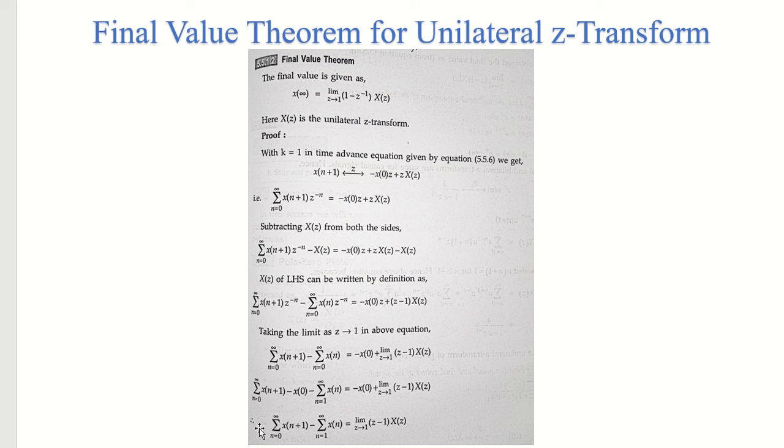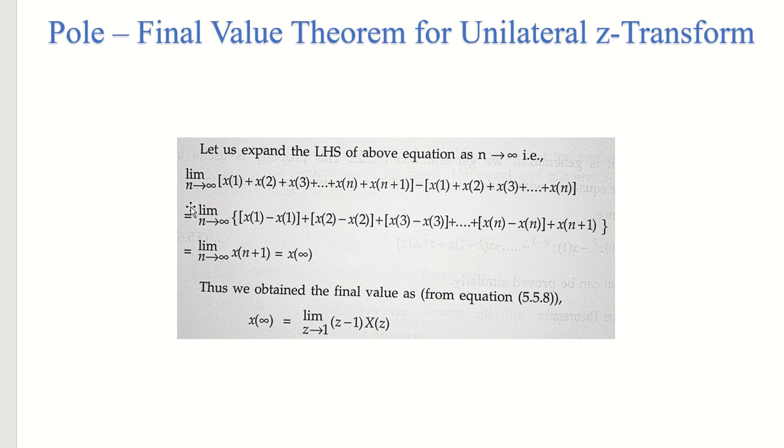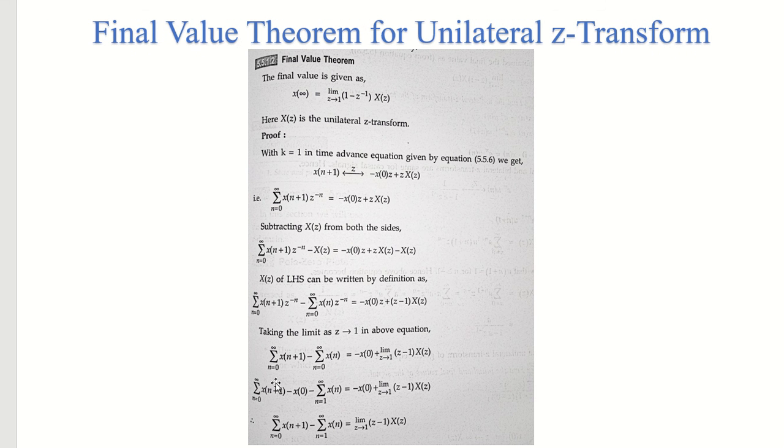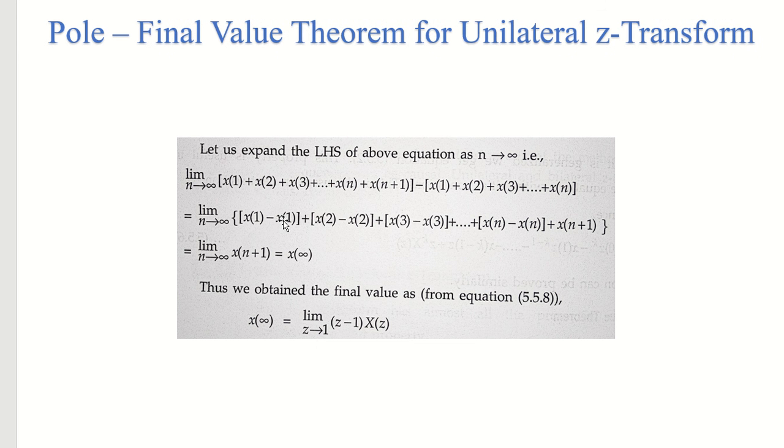Now when you expand this equation on the left hand side, what will you get? You will get a term which looks like this: limit n tends to infinity of x of 1 plus x of 2 plus x of 3, going up to x of n plus 1, and you are subtracting another term from it. That term will be x of 1 plus x of 2 plus x of 3 up to x of n.